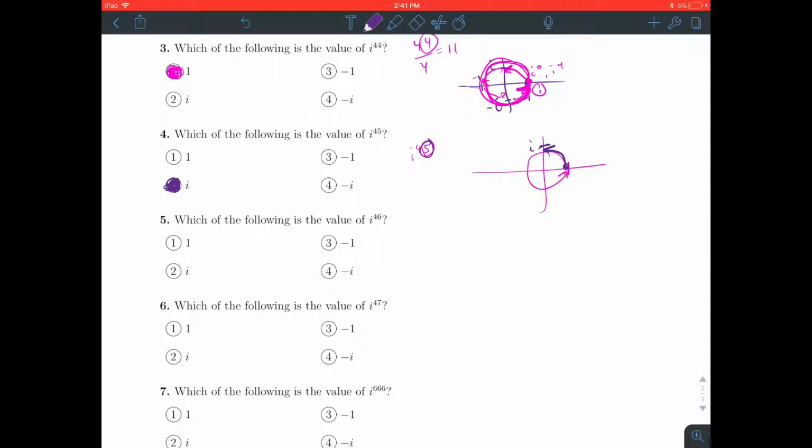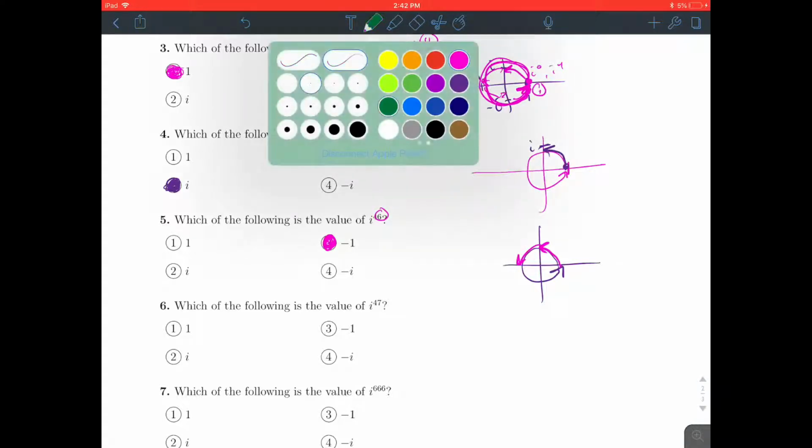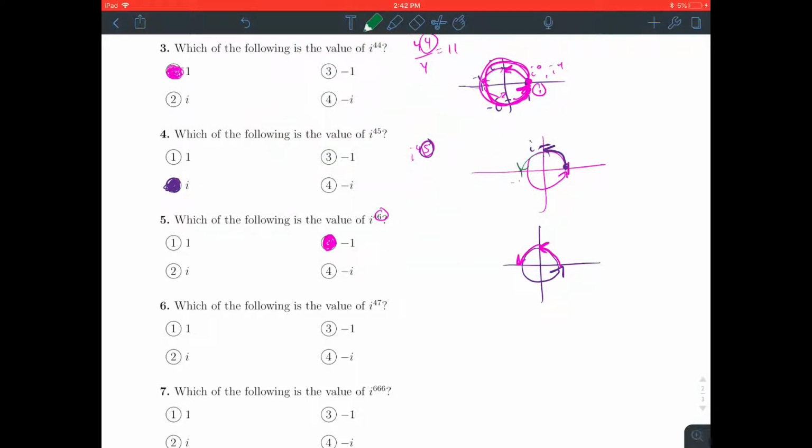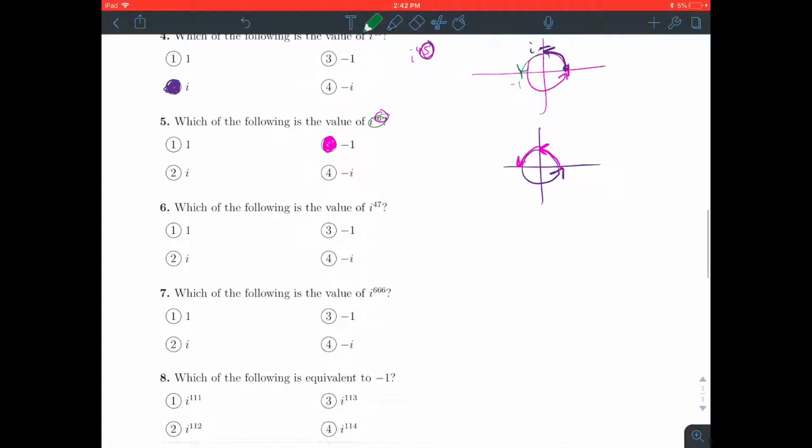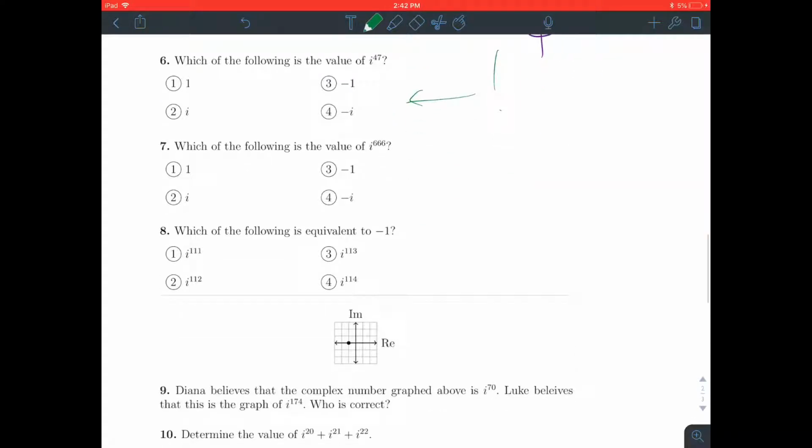i to the 46th, well, i to the 44th was back here. So if we have 46th instead, that's going to be 2 extra cycles. That will put us at -1. Of course, another way to do i to the 46th was to think, well, if i to the 45th was i, then you could go 1 more from there, and that would put you at -1, and that would make 46 as well. i to the 47th, I'm going to leave to you guys, so you figure it out.